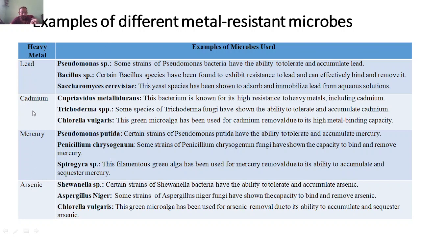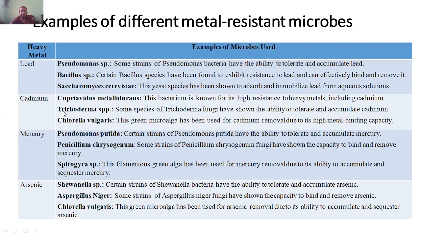So to remove all these metals, heavy metals, we need respective microbes which have shown very efficient results from the last 2 to 3 centuries. Lead, to remove lead, Pseudomonas species is there, Bacillus species is there, Saccharomyces cerevisiae species can be used.